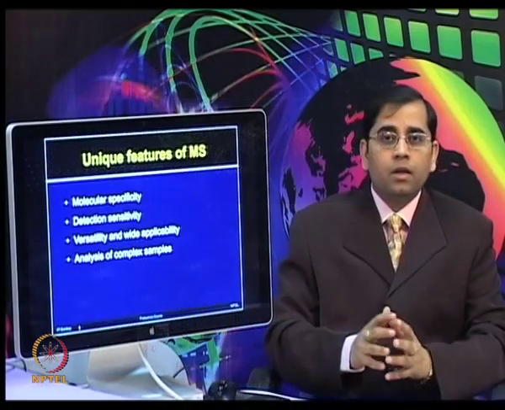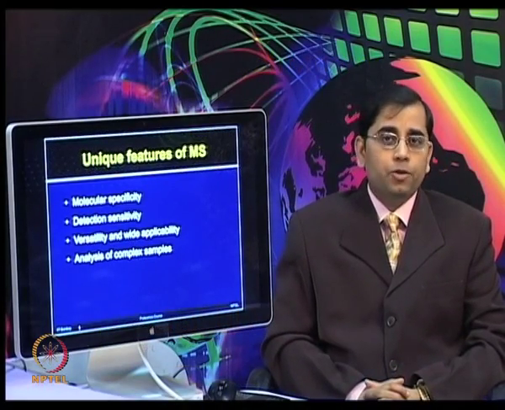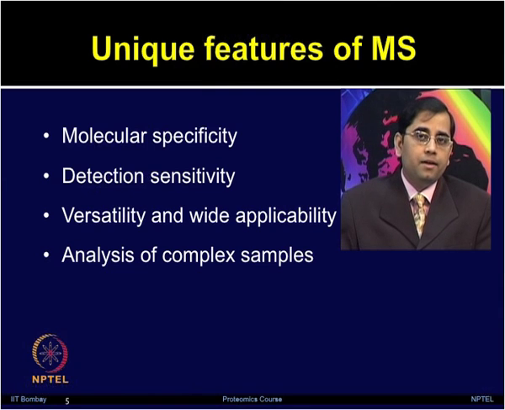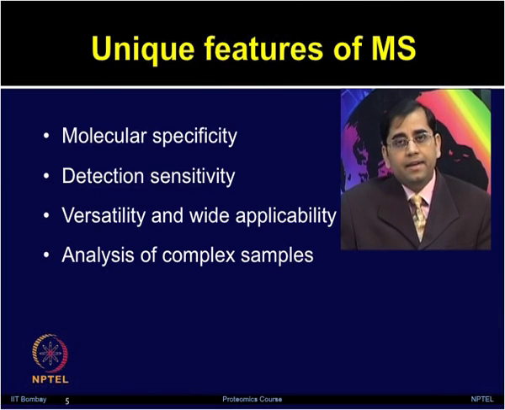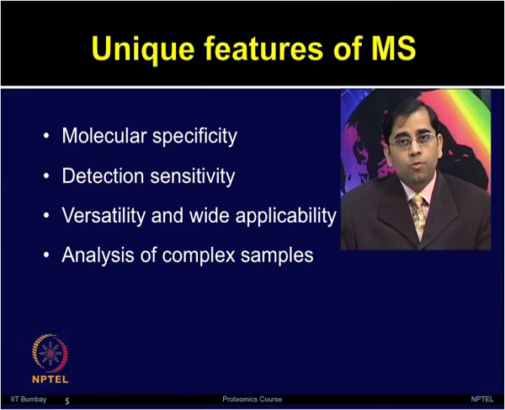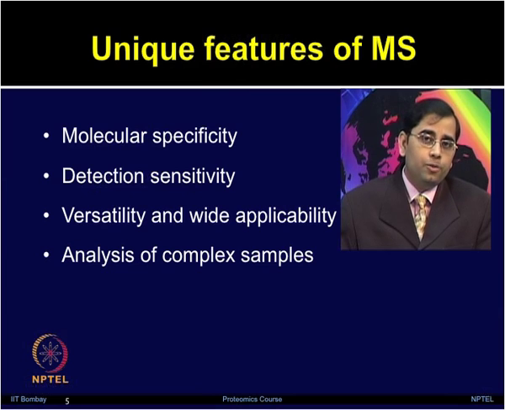axis. So, what are the unique features of mass spectrometry? Molecular specificity. Due to its unique ability to accurately measure molecular mass and provide fragment ions of the analyte, mass spectrometry offers molecular specificity. It provides ultra high detection sensitivity. In theory, MS can detect even a single molecule, and even sensitivity at the attomole and zeptomole level has been demonstrated.